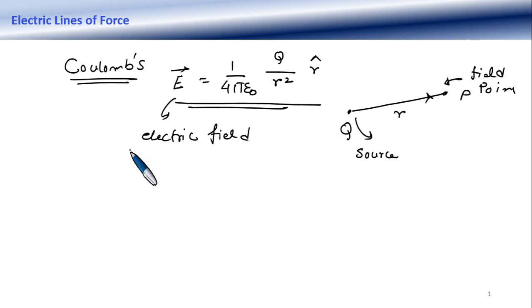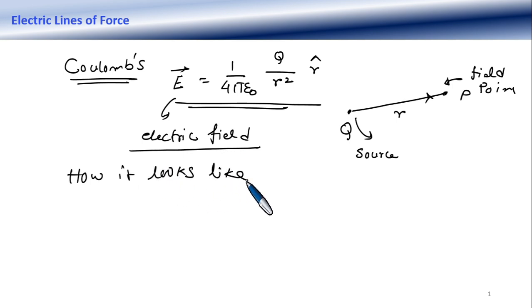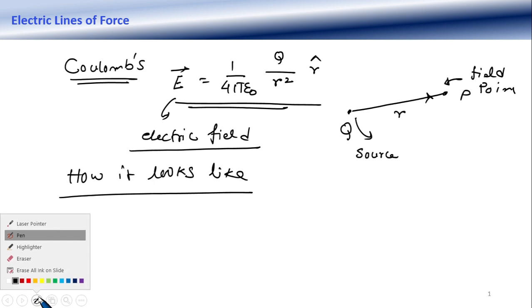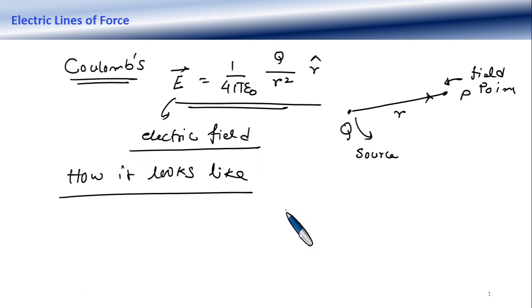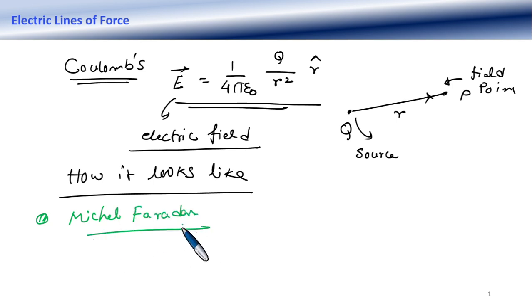But how it looks like, that is the question. How it looks like. So visualization was always good for everything. For every understanding, visualization is needed. So who first thought about this? His name is Michael Faraday. Michael Faraday was the first who tried to visualize the vector E, that means electric field. So he used some lines.